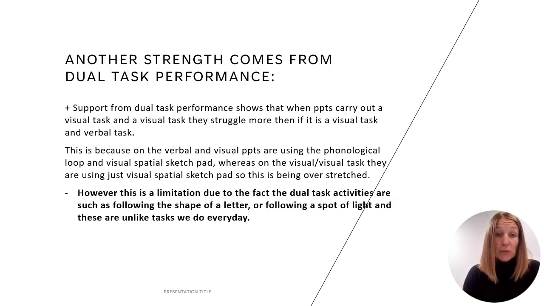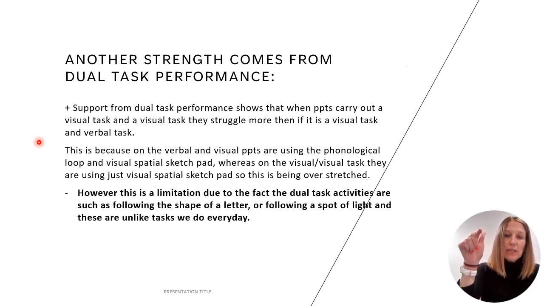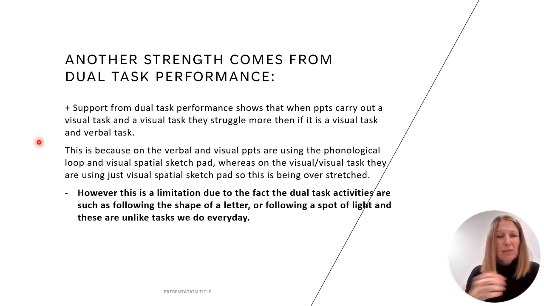So another strength comes from dual task performance. A dual task performance is when the participants carry out two tasks at the same time, so they can either do a visual task and a visual task. They were asked to describe the shape of a letter F and follow a light source at the same time, so two visual tasks, or they had to follow the light source and answer some questions. As a visual and a verbal task, they could follow the light source at the same time as the verbal task much better than if it was a visual and a visual task, which again makes sense to us, doesn't it? It would be very difficult to do two visual tasks.